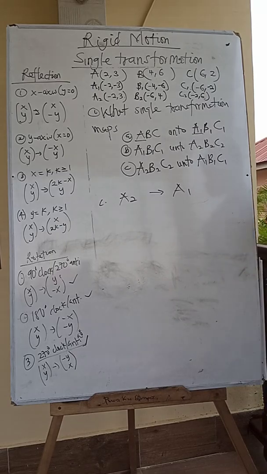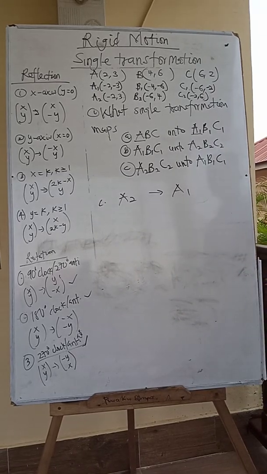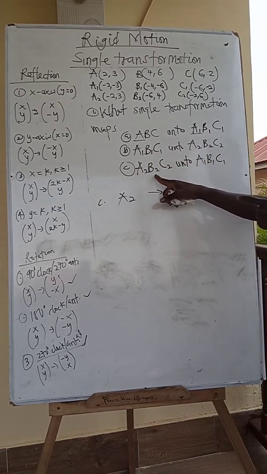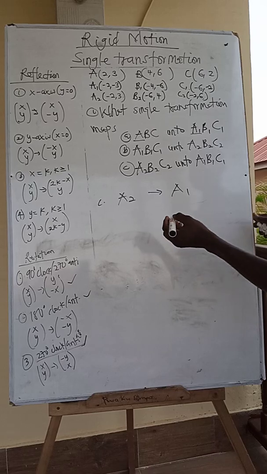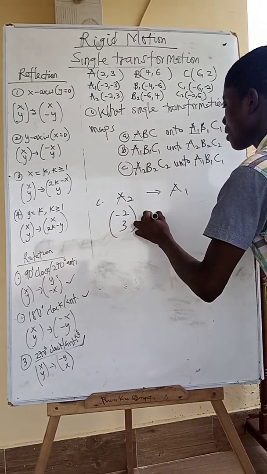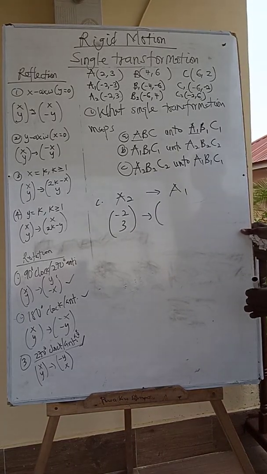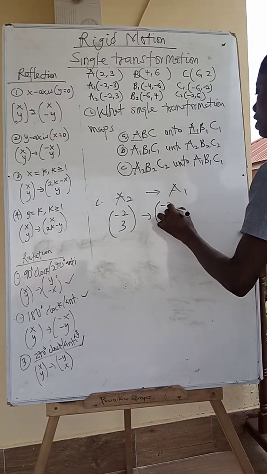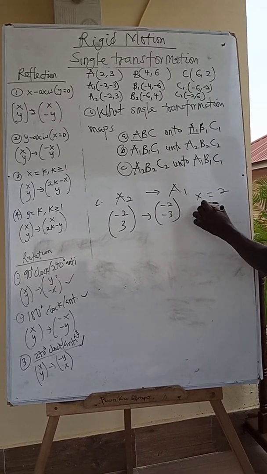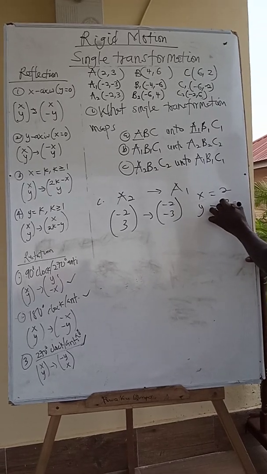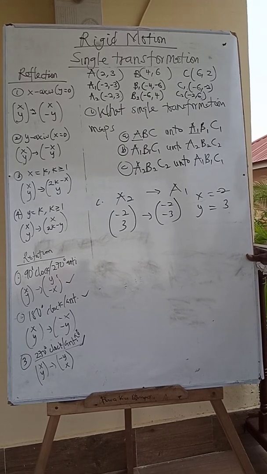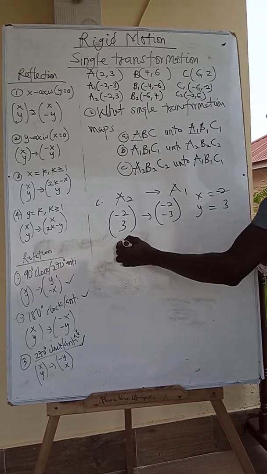See, here we are reversing it. We are just turning it. First it was A1 onto A2, but here we are doing A2 onto A1. So you write the A2 first. A2 is negative 2, 3. We are mapping it to A1. A1 is negative 2, negative 3. So always you write your first as x, which is negative 2 here, and your y is 3. Good.